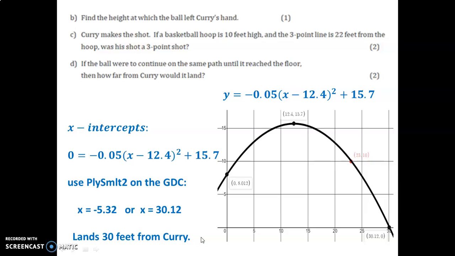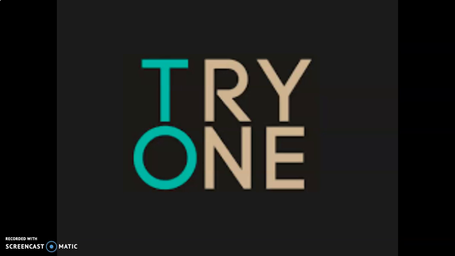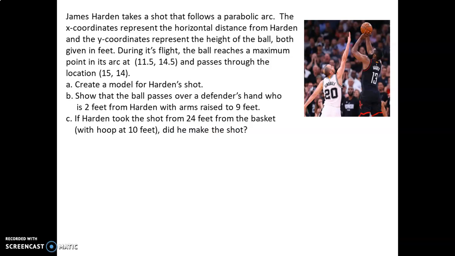Good problem, a basic kind of application of quadratic models, so make sure you take a look at those details again. You're ready to try one. Try this one out. Now we have James Harden, another great player, not as good as Curry, of course. Okay, let's check your work.